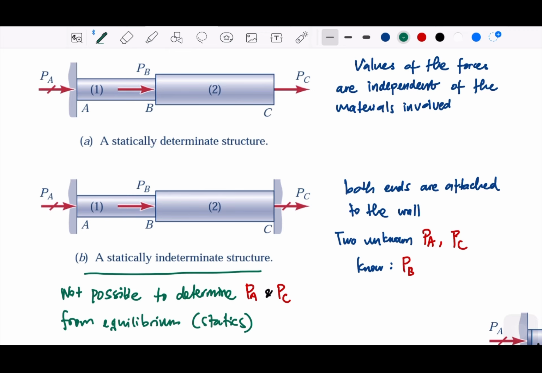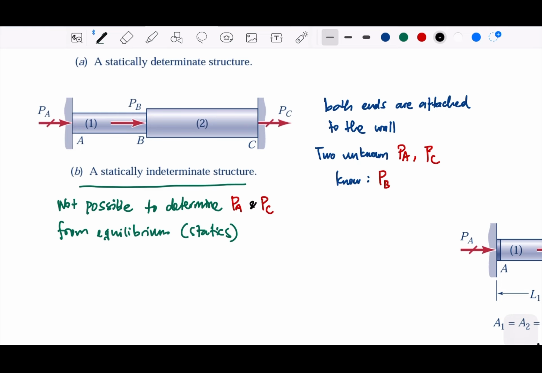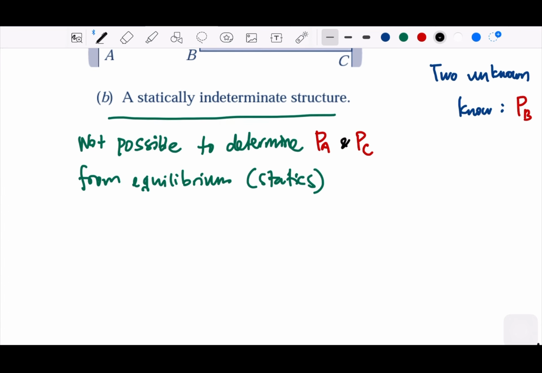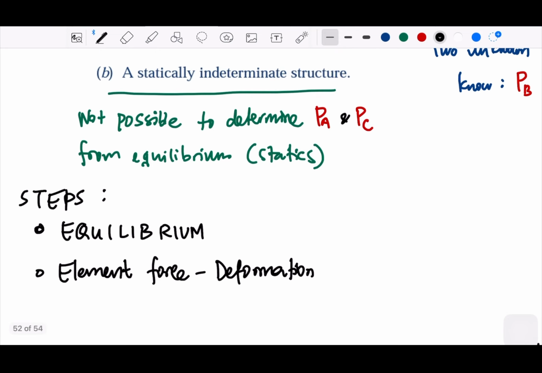Okay, now how to work on this? The steps are similar to what we have done. Start with equilibrium. So these are the steps. And then element force, deformation, which means the elongation. And then geometry of the deformation, the total elongation that happened. So the steps are still the same.